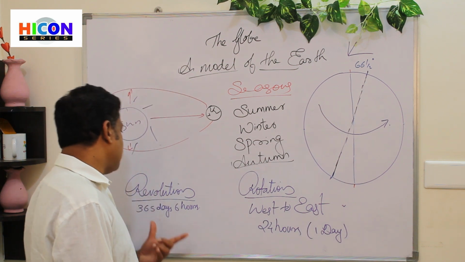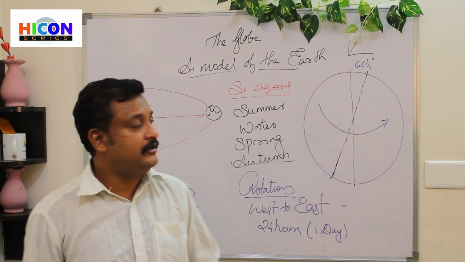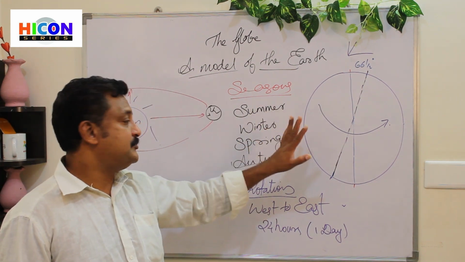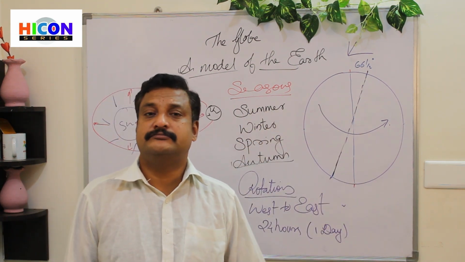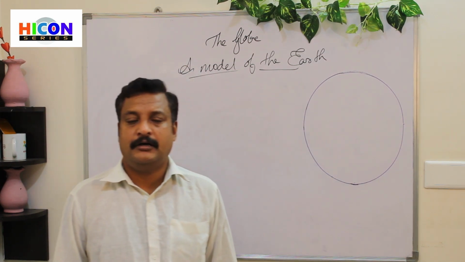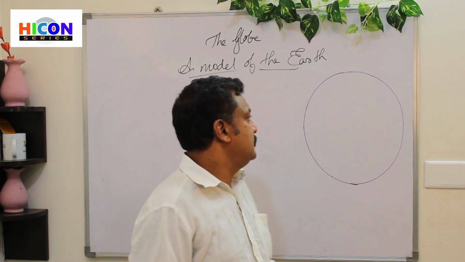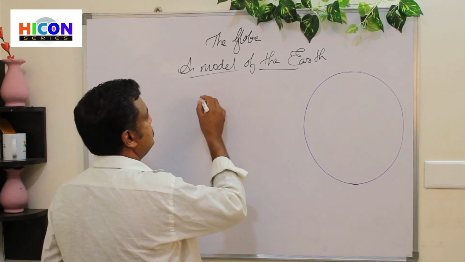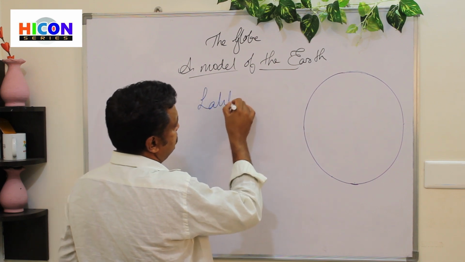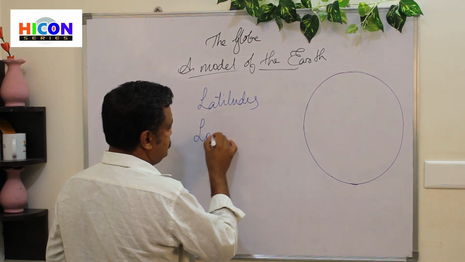So, the revolution of the earth causes seasons. The major seasons that we have are summer, winter, spring and autumn. Okay. So, the next is some lines that we draw on the globe. Some imaginary lines known as latitudes and longitudes.